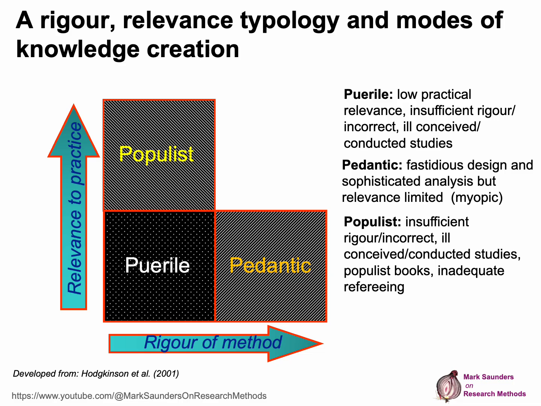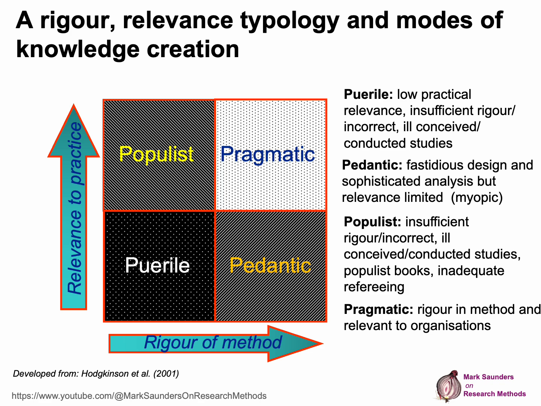And where Hodgkinson et al. suggest we should be is in the top right-hand quadrant, pragmatic research. This brings together the best elements of modes 1 and 2, and it can also be mode 3 research. Here, the method is rigorous and research is relevant to organisations. So you're satisfying both rigour of method and relevance to practice. So there we have a typology of 4 types, and the argument is increasing. We should be in the top right-hand corner doing research which is both rigorous and relevant.